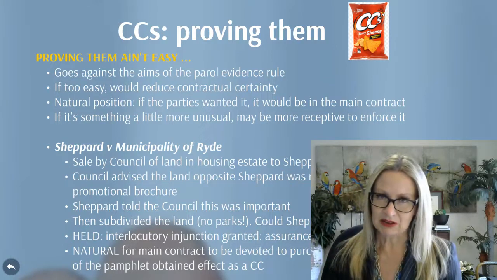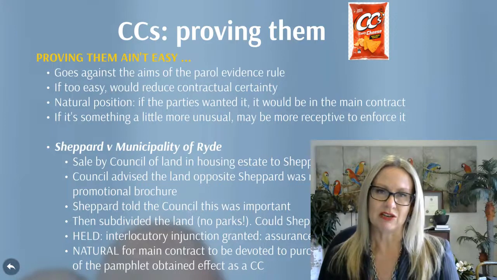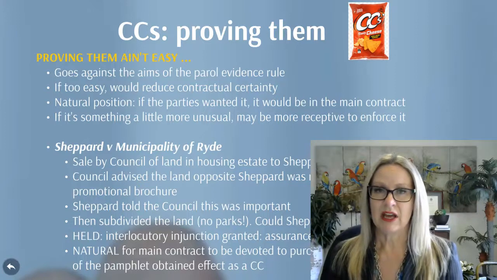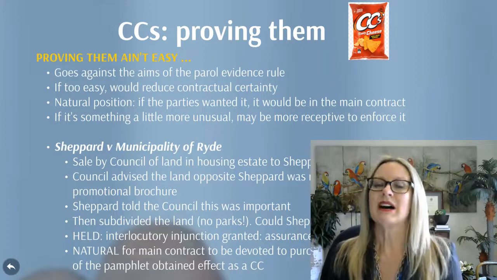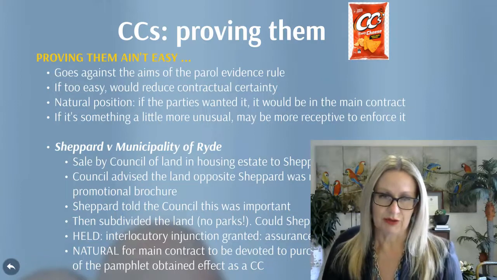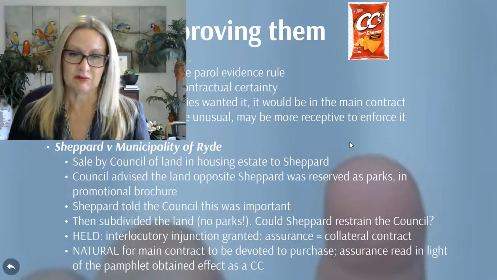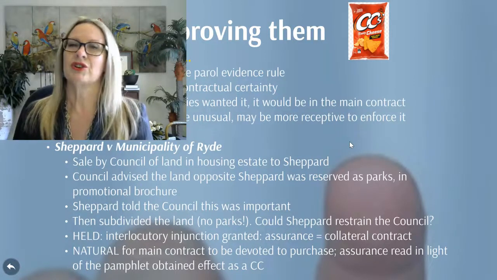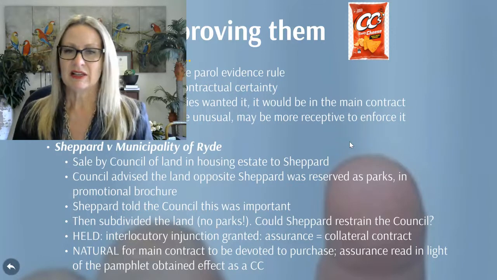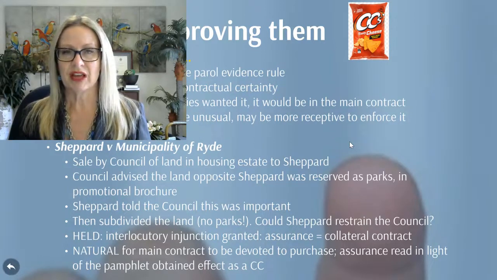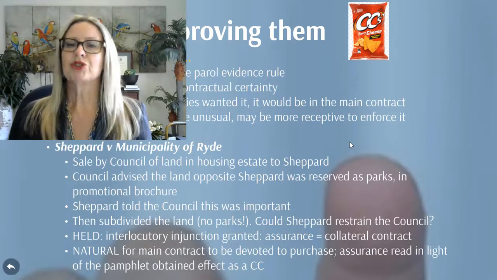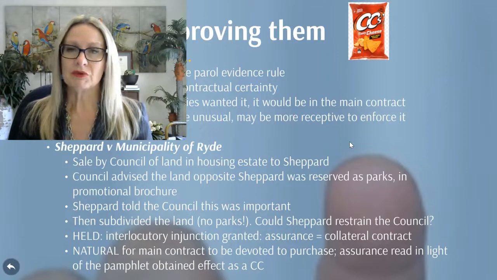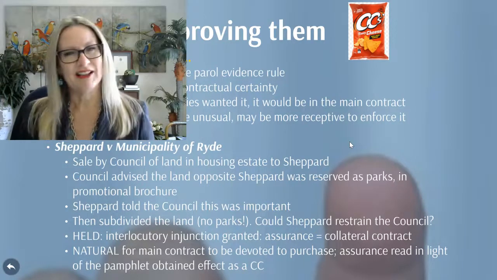However, courts might be a little more receptive to arguments of a collateral contract if it relates to something a little out of the ordinary, something that might not have formed part of the main body of terms in the written agreement. And here's where we get the Shepherd and Municipality of Ryde case. Again, nothing fancy, just shows this particular point. There was a sale of land in a housing estate to Shepherd. The council gave Shepherd a brochure showing that the land opposite where they were going to purchase was going to be reserved for parks. You can guess what happened.